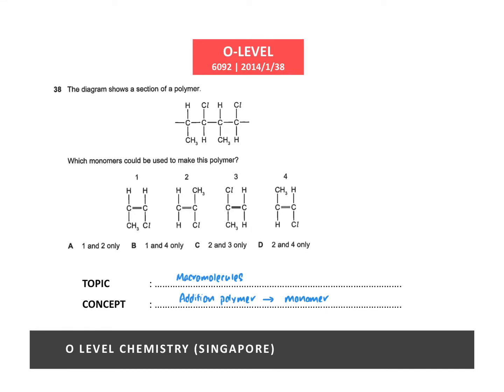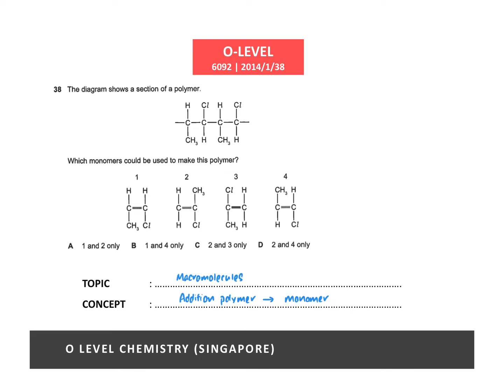In this question, we are given the structure of an addition polymer, and we are supposed to find the structure of the monomer that gave rise to this polymer. So it's related to two topics in organic chemistry, that of alkenes as well as macromolecules.